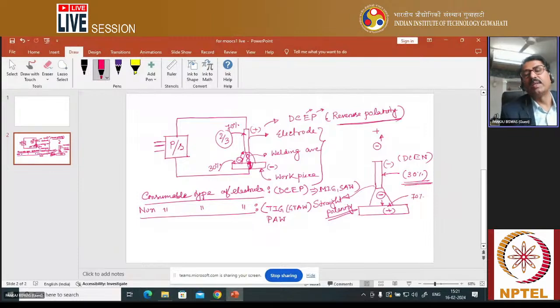What I am telling, understand? There generally we use what types of polarity? Always keep it in mind: for non-consumable types of electrode, the more preferable polarity is straight polarity. Why? Because in a non-consumable electrode you need to generate less heat in the electrode. This you should keep in mind.